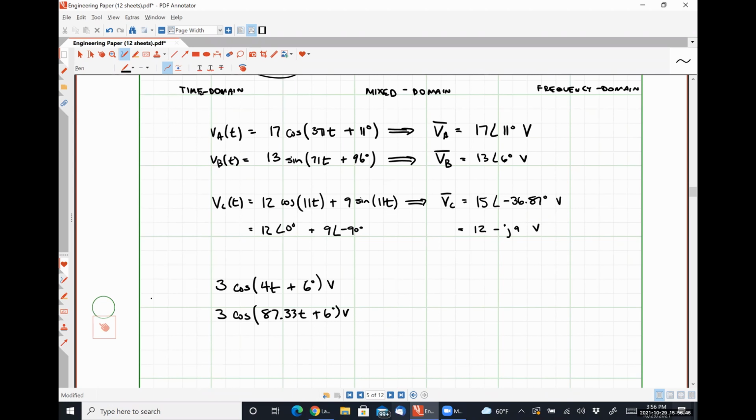So I'm saying that 12 cosine 11t has a magnitude of 12 and a phase angle of 0 degrees. 9 sine 11t is the same as 9 cosine of 11t minus 90 degrees. So the 9 is the magnitude and the negative 90 degrees is the phase angle when I represent that sine bit as a cosine function. If I want to convert to the frequency domain, I must convert my sines into cosines, which is exactly what we did here in part B. All sine functions must be expressed as cosine functions.